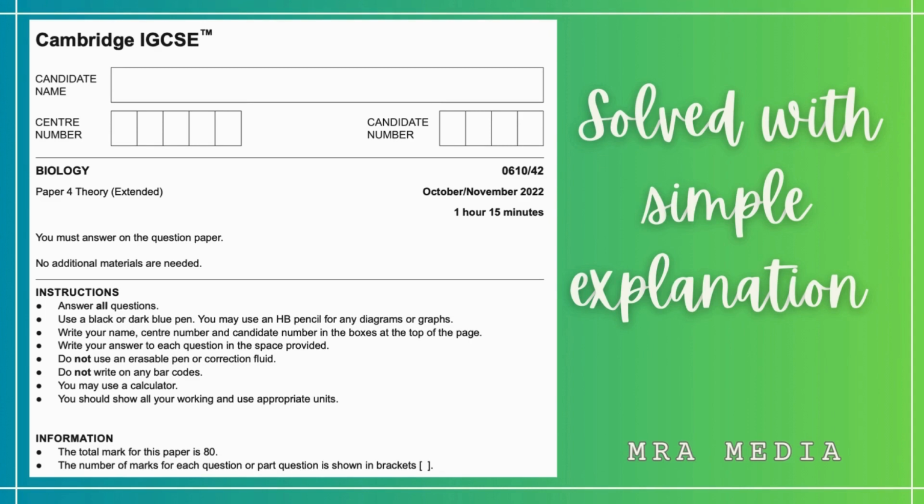Today we'll be discussing Cambridge IGCSE 0610 Paper 4, Variant 2, from the October-November 2022 session. I will be explaining the answers in order to clarify the question and not just answer from the mark scheme. Let's get started.